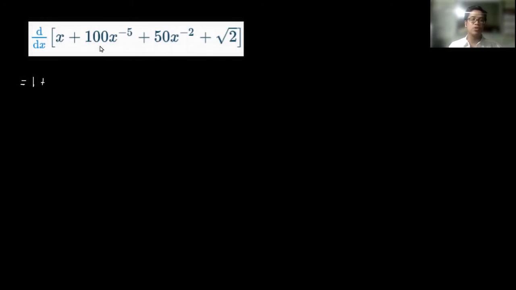Plus, for this one we're going to use the power rule. I'll copy the coefficient 100, times bring down the exponent, -5, then copy the variable and subtract the exponent by 1. Plus we have 50, copy the 50 as your coefficient, times bring down the exponent, which is -2, then copy the variable and subtract the given exponent by 1. Plus square root of 2.